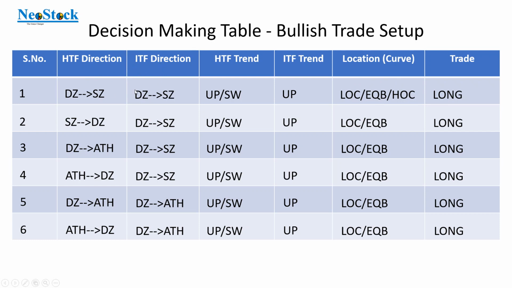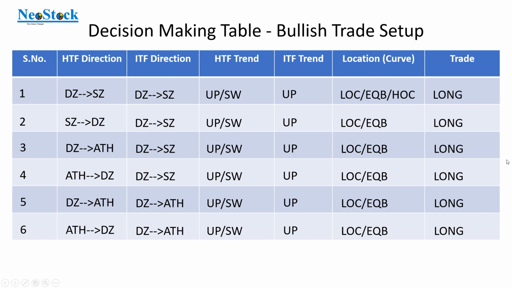That is the first row. Demand zone to supply zone, ITF also demand zone to supply zone. In that situation, location doesn't give any importance. That means either low on the curve, equilibrium or high on the curve, anywhere you accept the trade. Once the HTF direction is changed, the scenario is changed. Now location plays the role. At high on the curve, you cannot plan long trades, even though trend and ITF price direction are in our favor.